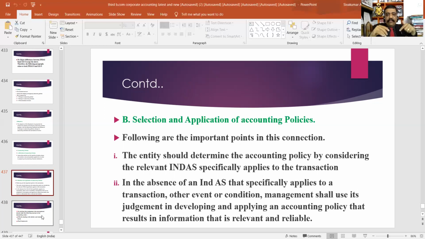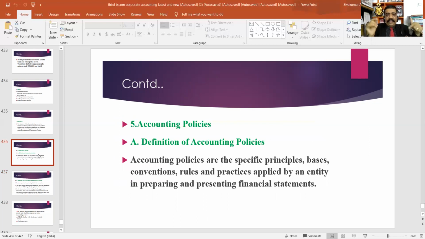What is an accounting policy? We have already discussed it. Accounting policies are the specific principles, bases, conventions, rules, and practices applied by an entity in preparing and presenting the financial statements.